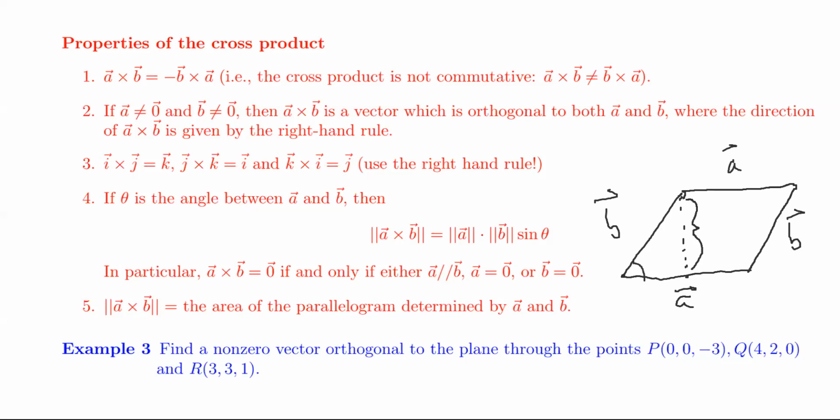Well, if this is theta, the angle between vectors A and B, then the height here of this triangle, this is a right triangle, so the height of the parallelogram is the length of B, so the magnitude of B, times sine theta.